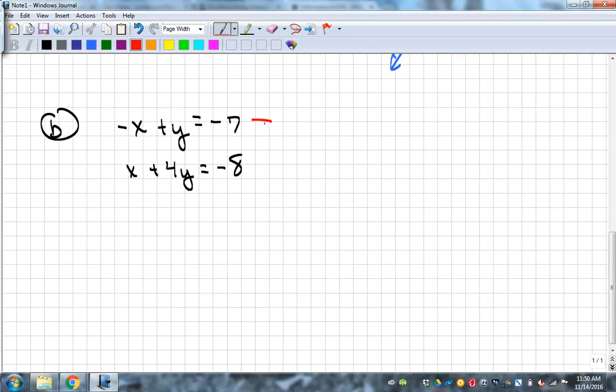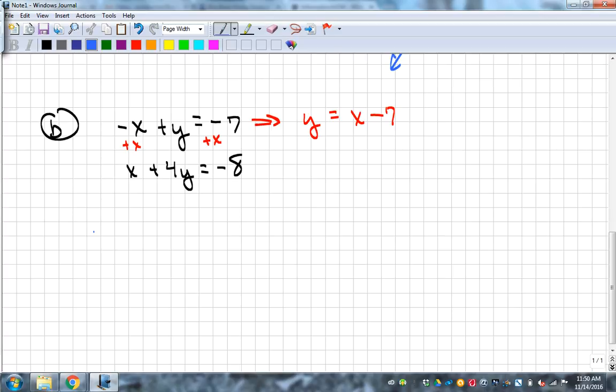Add x. So that's going to get into the form y equals x minus 7. If I add x to both sides, that's the operation that makes that happen. Get y by itself. That's the key. So the first one is y equals x minus 7. That's in the right form. We're good with that one. So let's get the second one there.